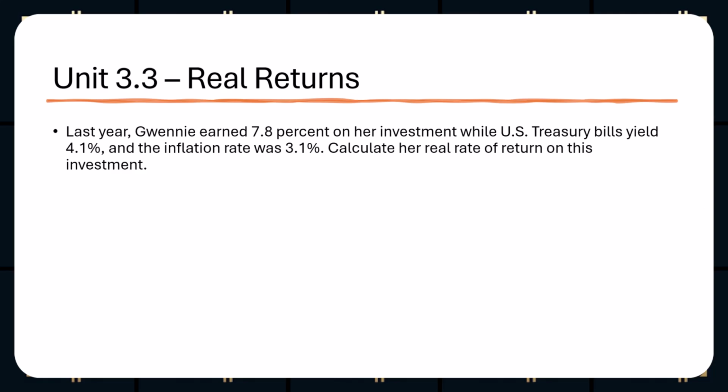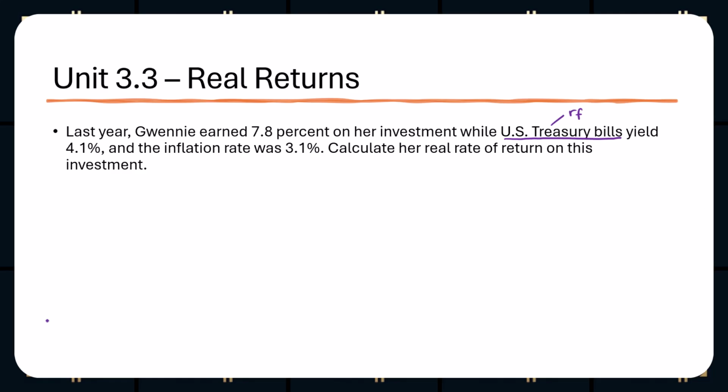Last year, Gwenny earned 7.8% on her investment, while U.S. Treasury bills yield 4.1%, and the inflation rate was 3.1%. Calculate her real rate of return on this investment. The one point I do want to make, even though it's not relevant to this question, is this. In all of these problems, it is assumed that the Treasury bill represents our risk-free asset, and so the yield on the Treasury bill represents our risk-free rate.